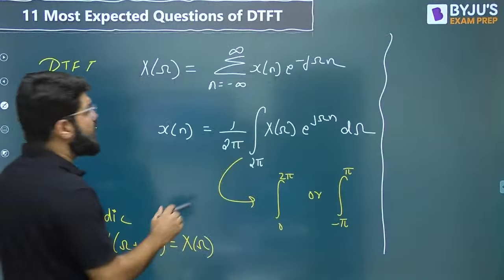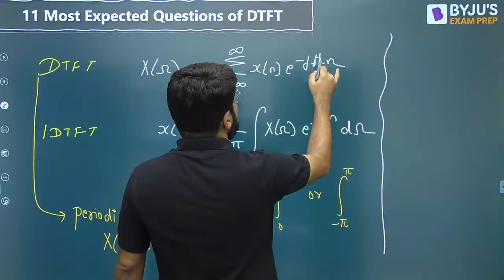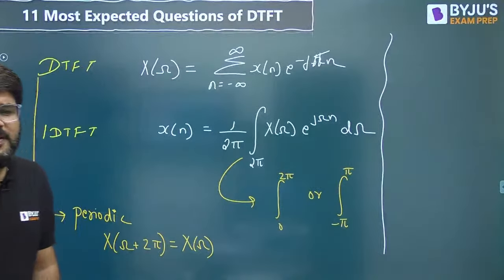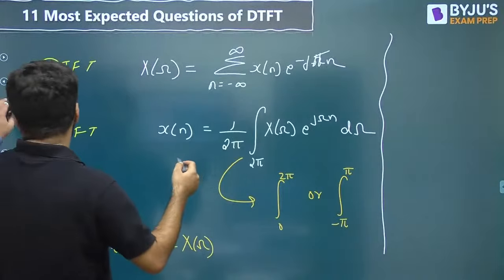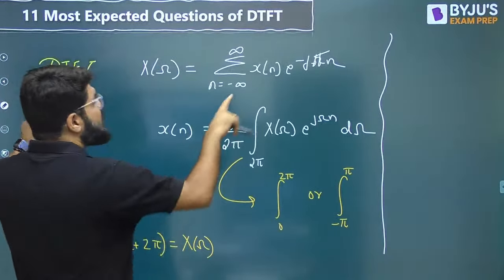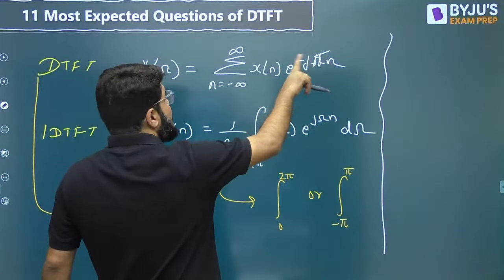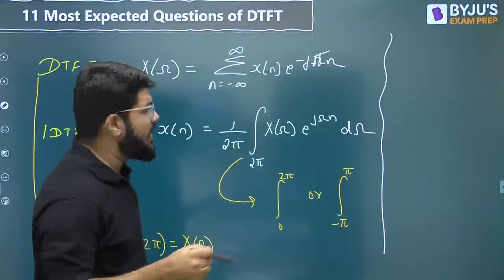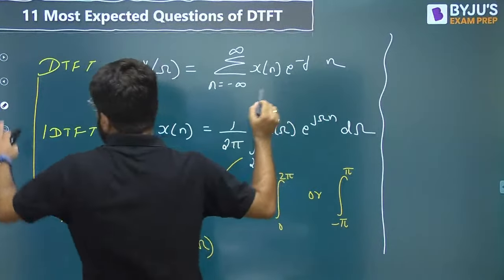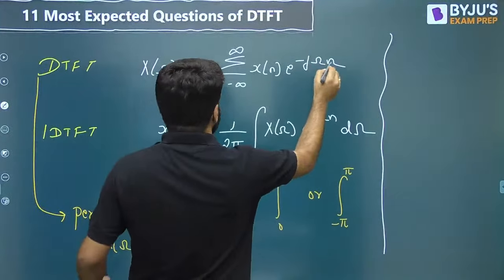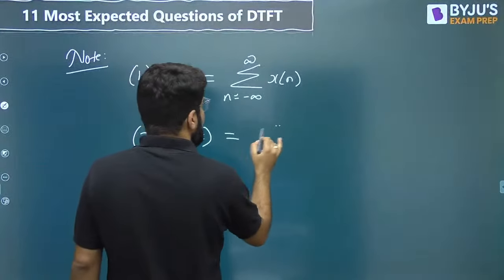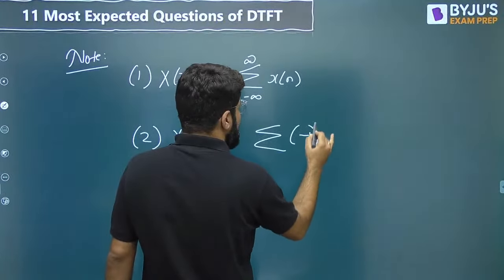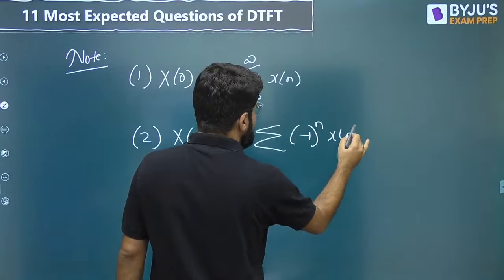At half the time period. So when you put omega equal to pi, it becomes e power j pi n. And what should be the value of e power j pi? Let me just give you the final result, guys. e power j pi will be minus 1, so minus 1 raised to the power n will come. So X of pi will be given by minus 1 raised to the power n multiplied by xn.